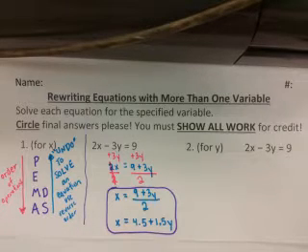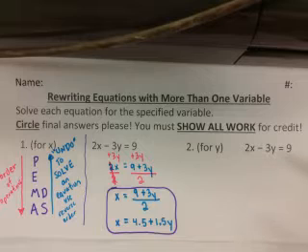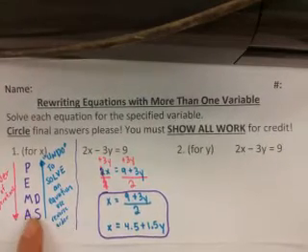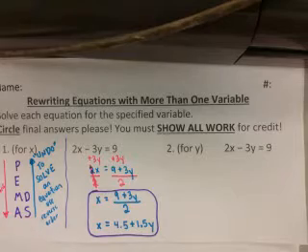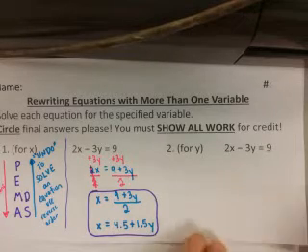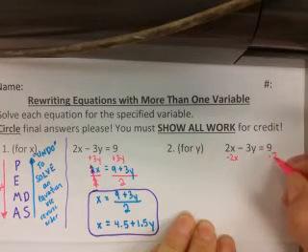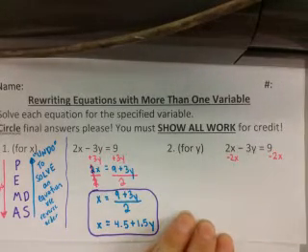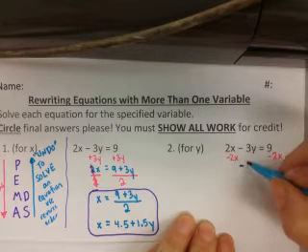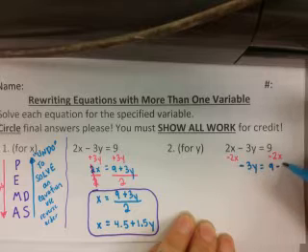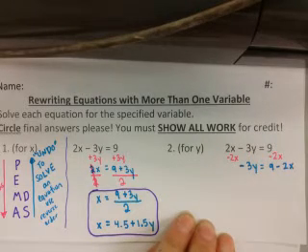All right, on problem number 2, we have the same equation as number 1, but this time we need to solve for y instead of solving for x. So the very first thing I'm going to do is look and see if I have any addition and subtraction to undo, and I do. So I'm going to subtract 2x from each side of my equation. Now I have a negative 3y is equal to 9 minus 2x.